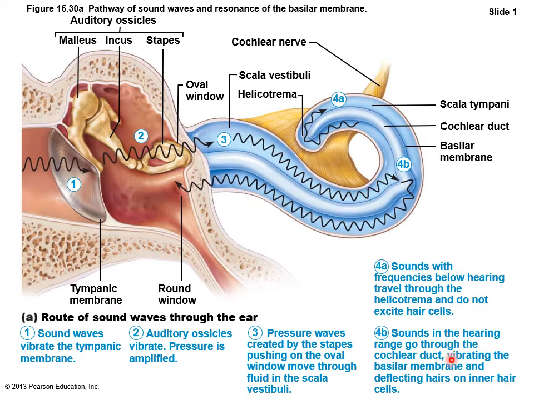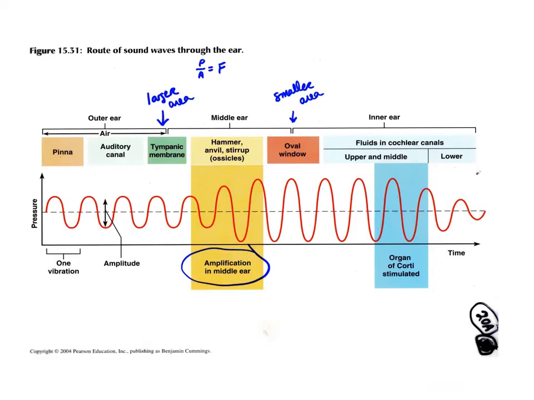Sounds in the hearing range go through the cochlear duct, vibrating the basilar membrane and deflecting hairs on the inner hair cells. So what happens is, when you move that basilar membrane, it bends the hairs that are attached to that tectorial membrane. You can go back and look at the picture again. The bending of the hairs is what passes along the signal. And it's through the bending of the hairs that opens up potassium channels that causes the depolarization of the membrane and passes along the signal.